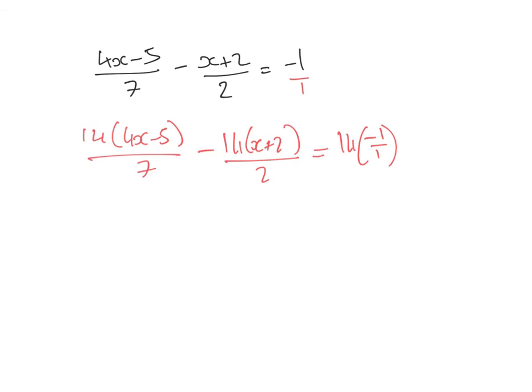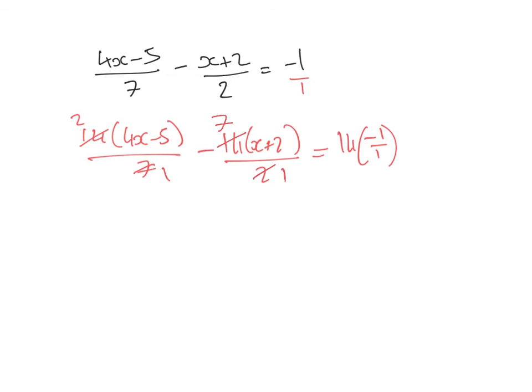The reason we do this is because, as with the previous example, we can cancel the denominators out. So 14 and 7 for this first one, our common factor is 7, so there are 2 7s there, 1 7 there. Here, 14 and 2, our common factor is 2, so there are 7 2s in 14 and 1 2 in 2. And here, 14 and 1, highest common factor is 1, so we don't need to cancel.